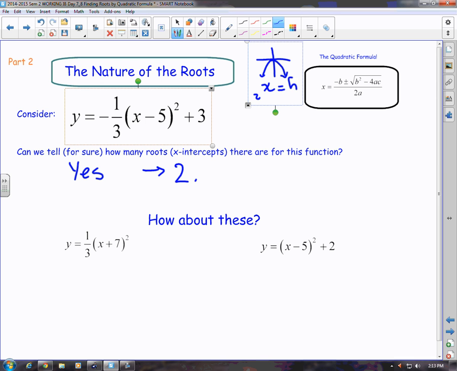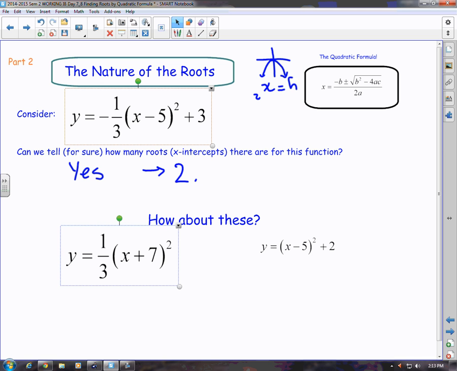So the question is, can we always tell? So can we tell with this one? Positive 1/3 (x plus 7) all squared. Yes, thumbs up, I know how many there are. I guess that would be 1 or 2. And then thumbs down, there aren't any. Or thumb sideways, I'm still not quite sure. But now having walked through one, hopefully we don't have as many sideways thumbs.